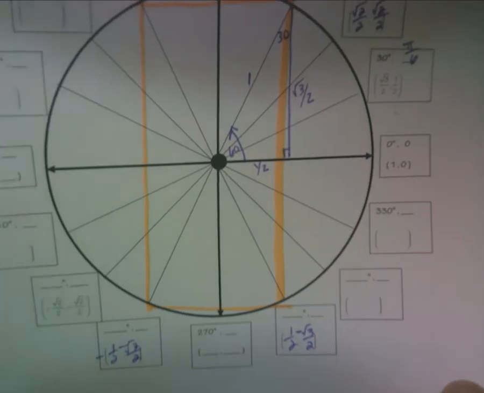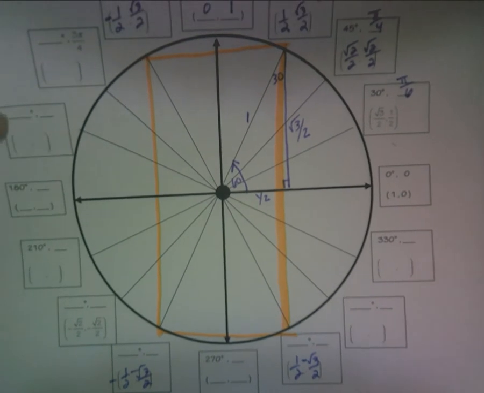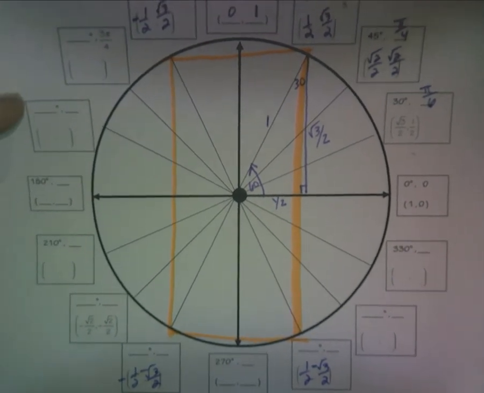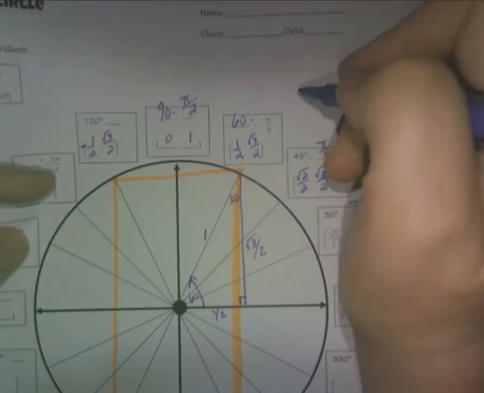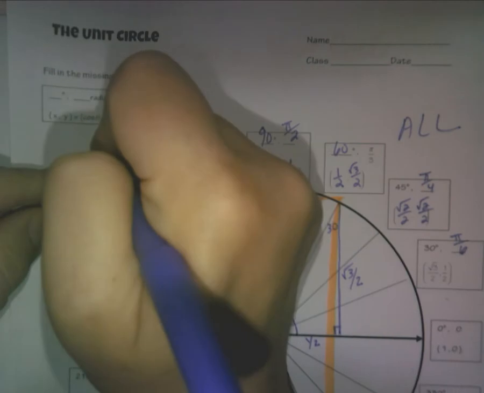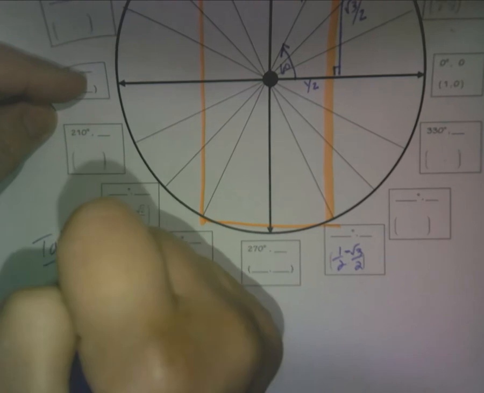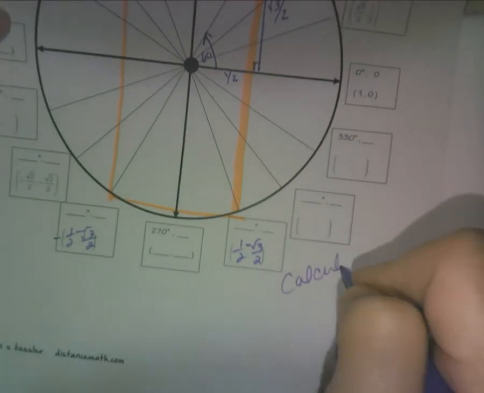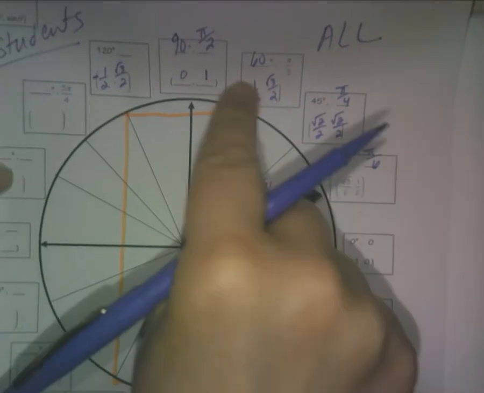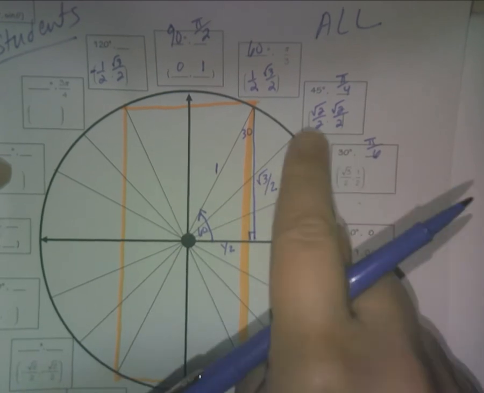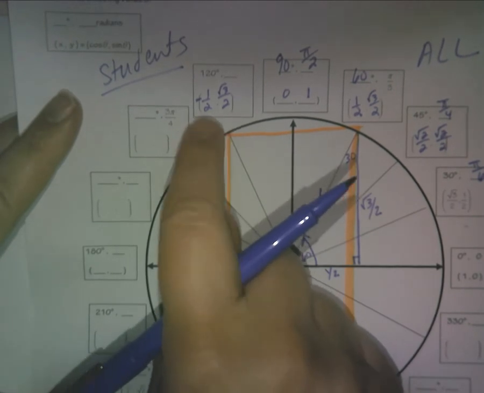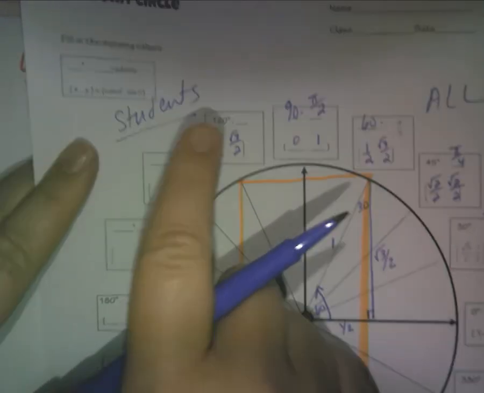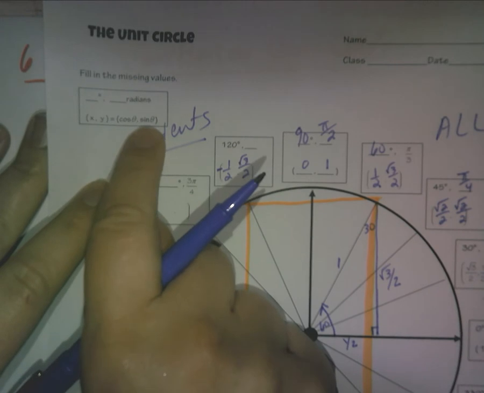Another phrase to remember is All Students Take Calculus. All students, take, calculus. What that helps you remember is that in this section, all of them are positive, both the x and the y. In this section, only the sine is positive. Which one is the sine? Do you remember? Is it the x one or the y? It says it right up here, actually. Your y is your sine.